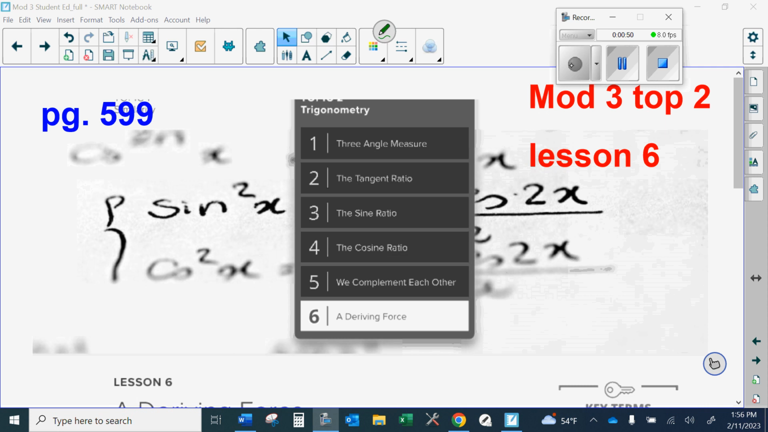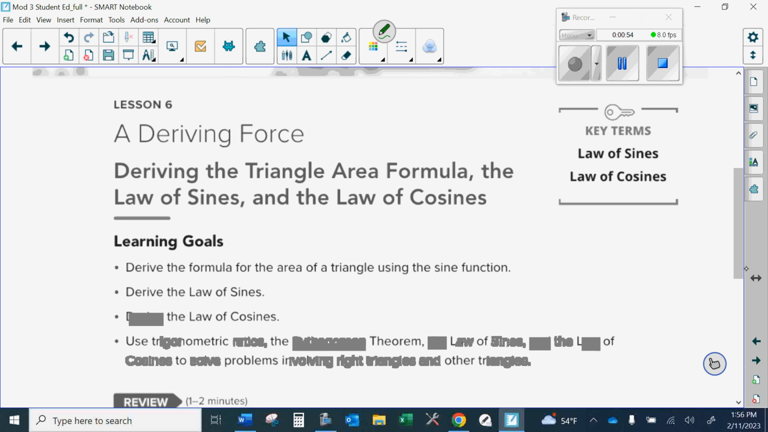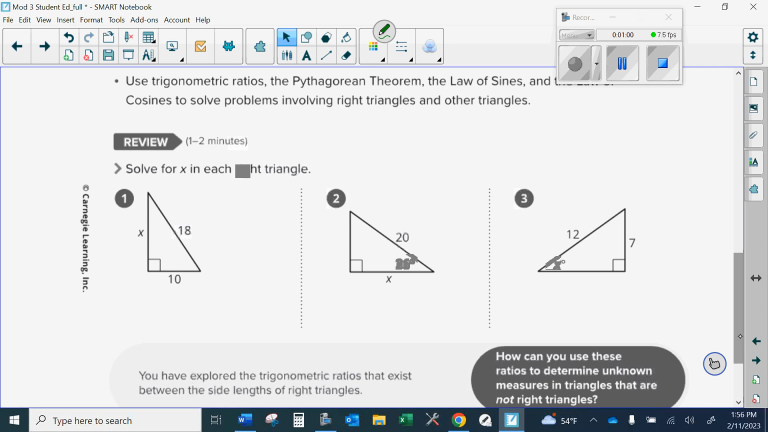All right, page 599, if you're not already there. We're going over law of sines and law of cosines and finding another way of calculating the area of a triangle. So this is a review of what we have done. We have Pythagorean theorem there. When we have 2 sides given in a right triangle, missing the third side, we can use Pythagorean theorem. So I'd have x squared plus 10 squared equals 18 squared.